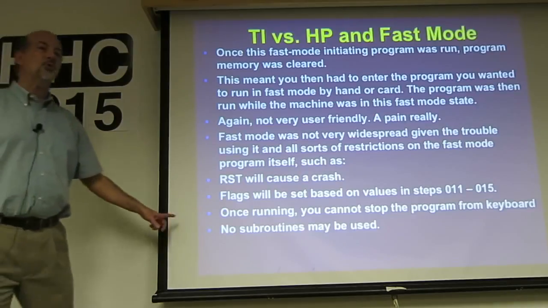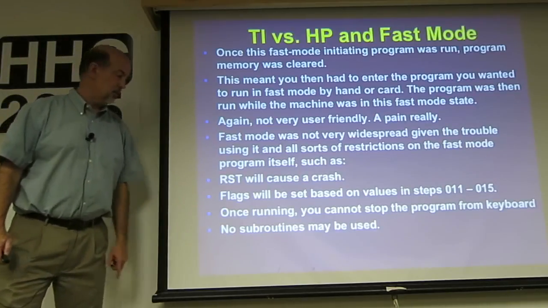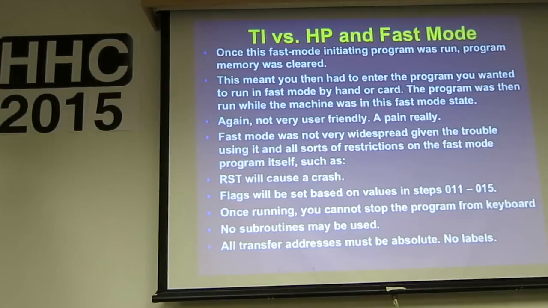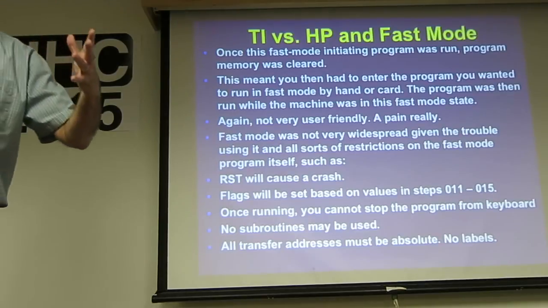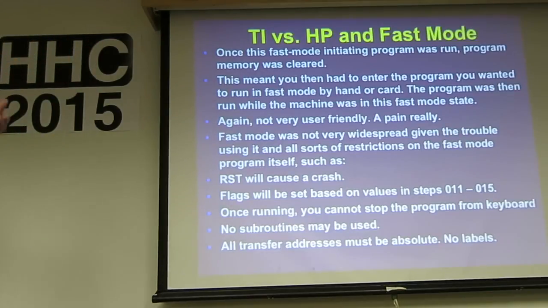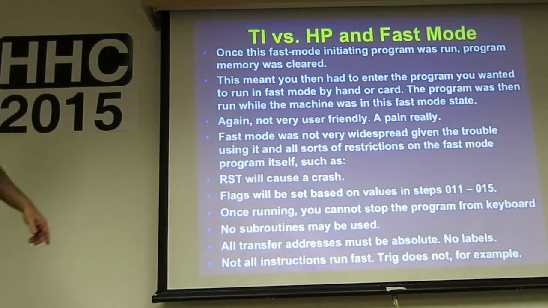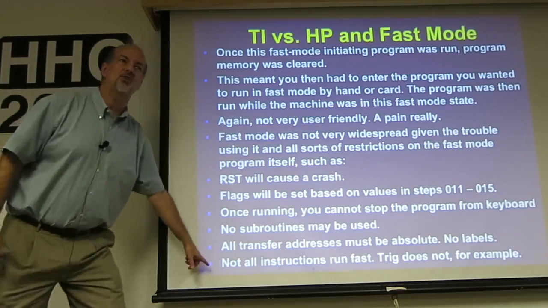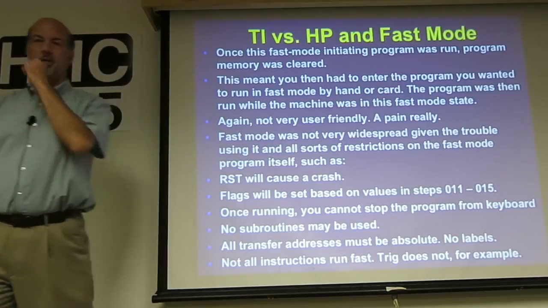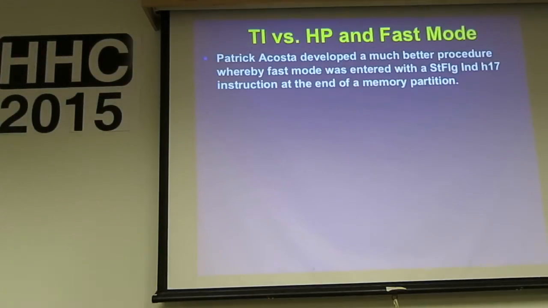You could not use subroutines in fast mode. All transfer addresses had to be absolute jumps to step numbers, no labels. So a pretty big set of restrictions. But you were getting twice the speed, and they were trying to beat the HP people, so it was very, very important to them. And not all instructions ran fast. If you had trig functions, those were running at regular speed, so it was not running fast.